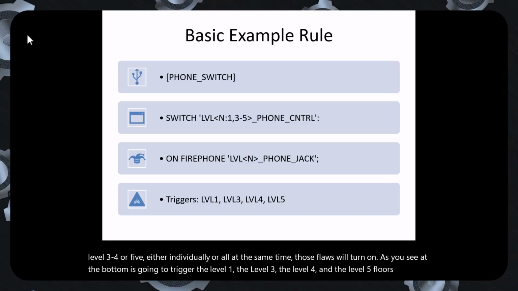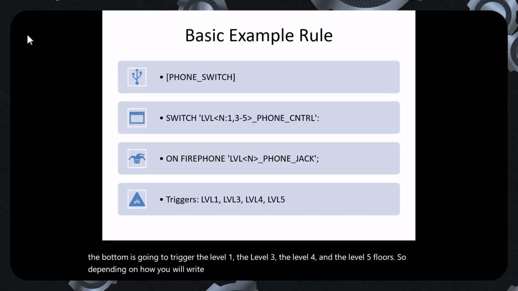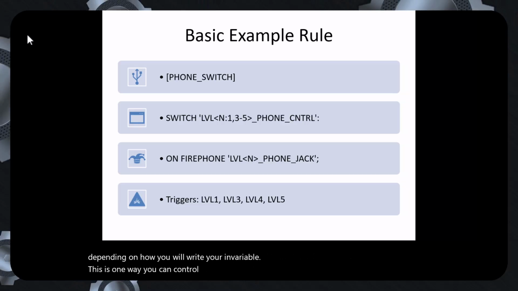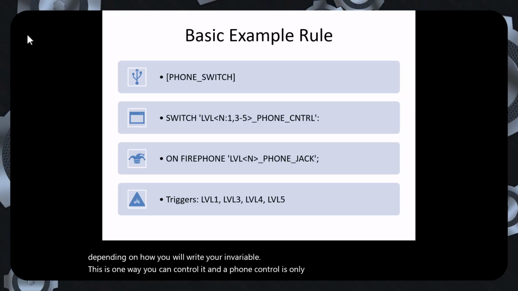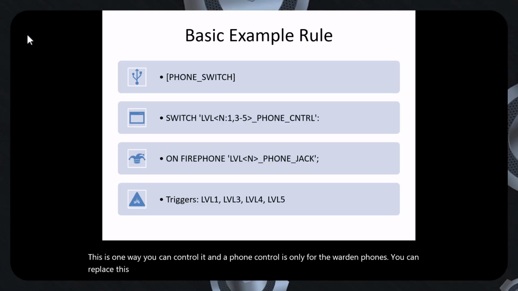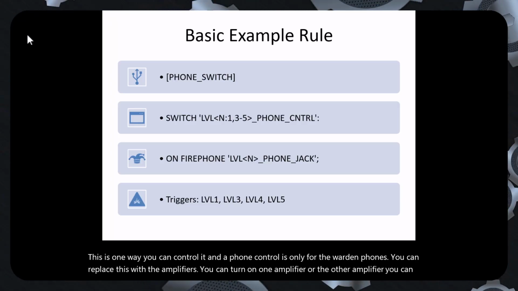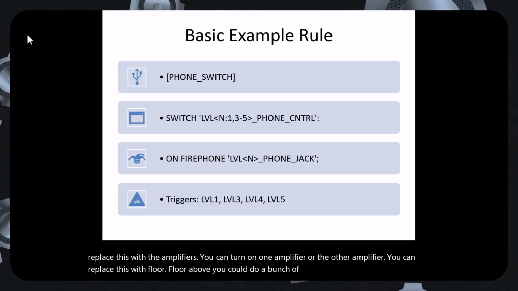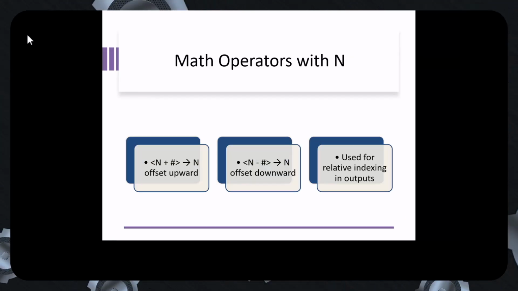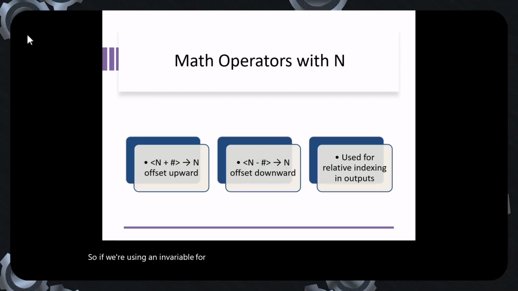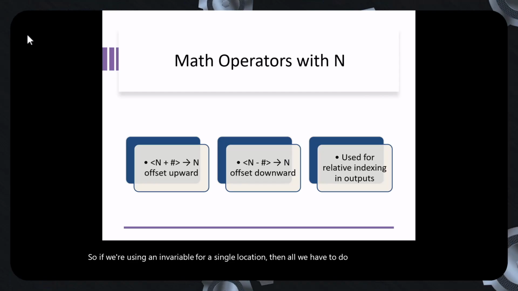So depending on how you write your N variable, this is one way you can control it. And phone control is only for the Warden phones. You can replace this with the amplifiers. You could turn on one amplifier or the other amplifier. You could replace this with floor above. You could do a bunch of different things with the N variable. So if we're using the N variable for a single location, then all we have to do is identify that floor.